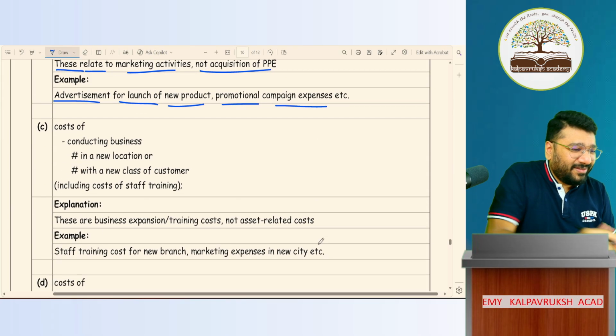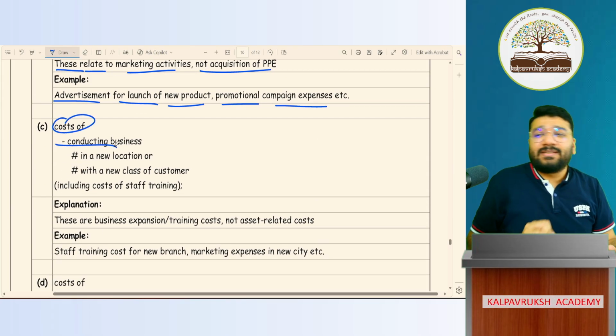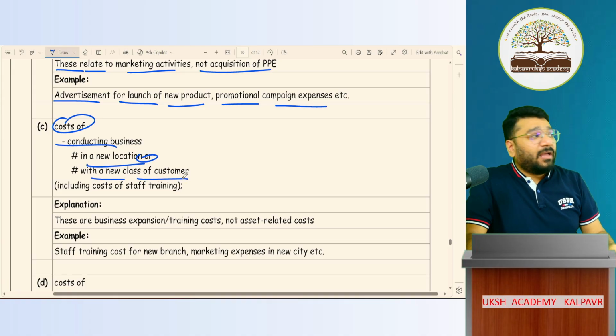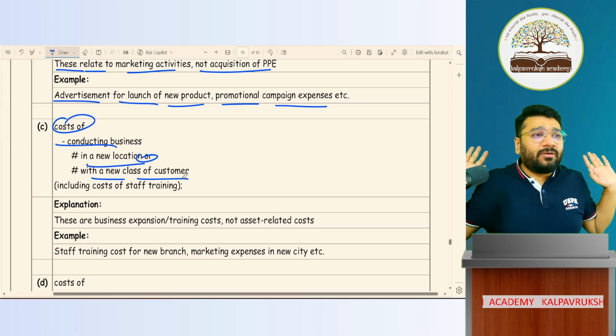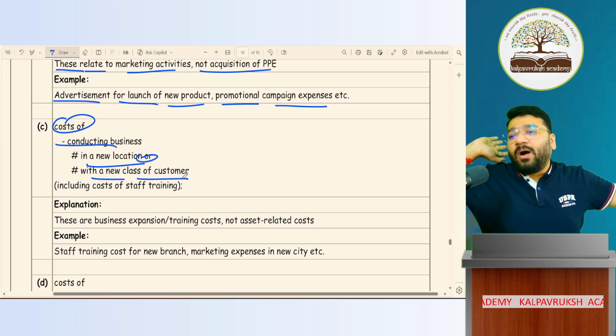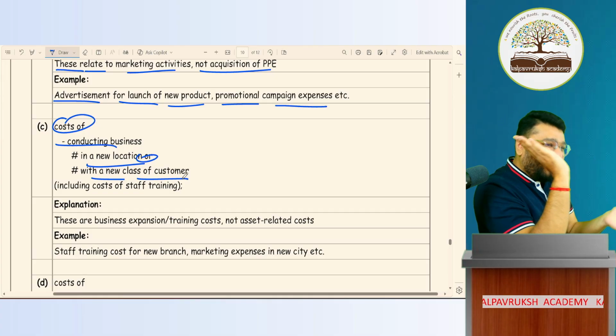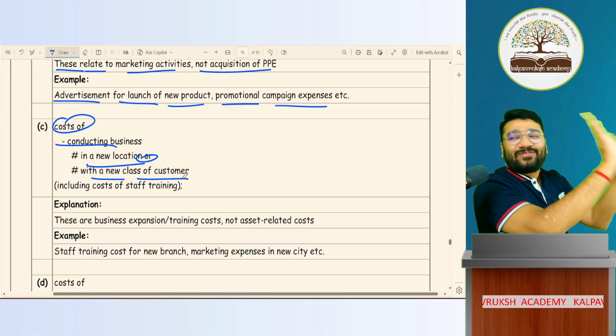Okay. Cost of conducting business in a new location or with a new class of customer. I'm very bored of operating this academy in Coimbatore. I want to shift my academy to Goa. Goa. People thought Bangalore, Chennai. No, Goa directly. I want to take class from the beach.